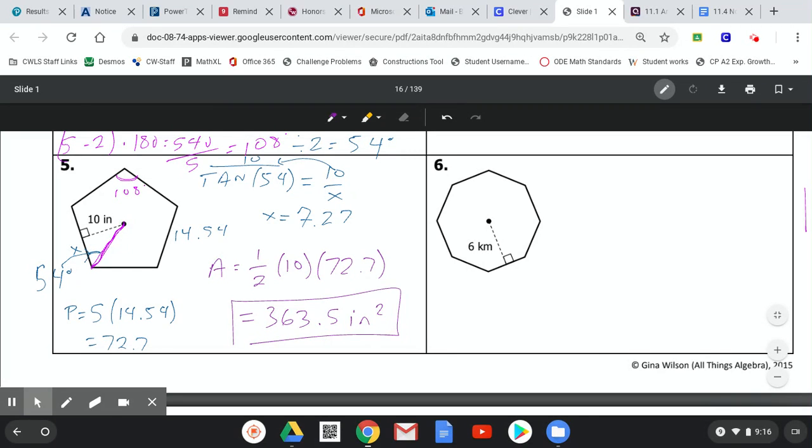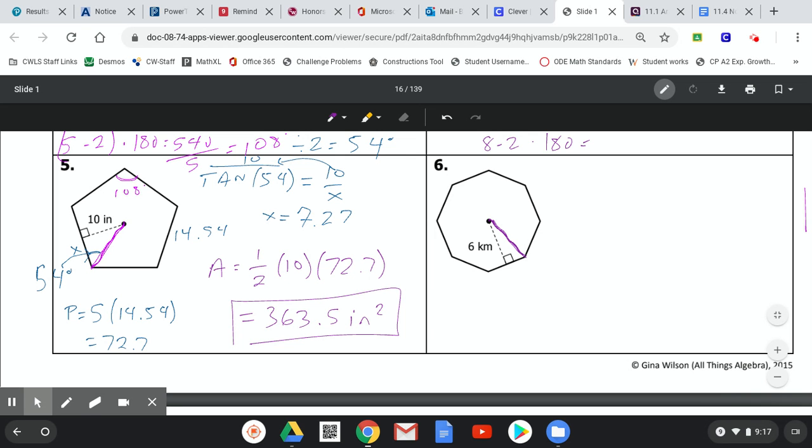All right, so moving on to number 6. Again, giving us the apothem, so we have to make that right triangle here by using the radius. For this, how many sides? There's 8. It's a stop sign. It's an octagon. All right. So we do 8 minus 2 times 180. All right. What do we get for an answer?